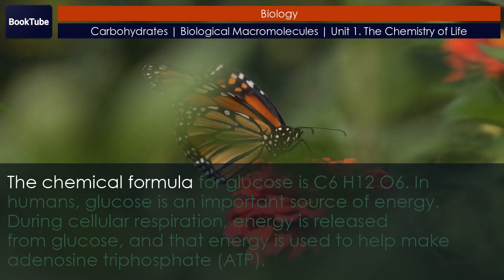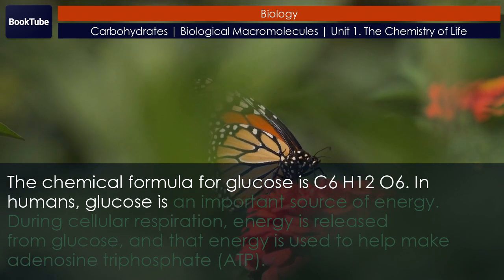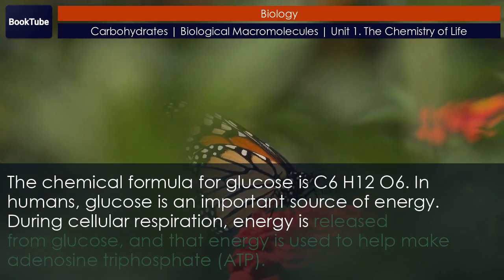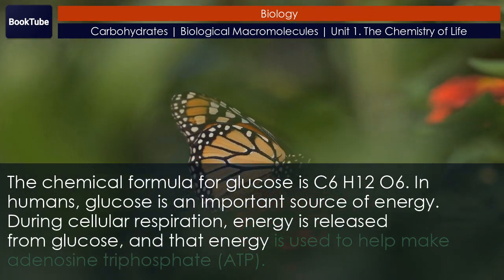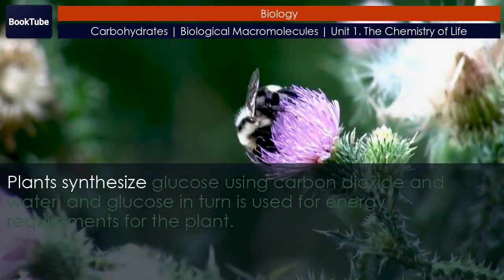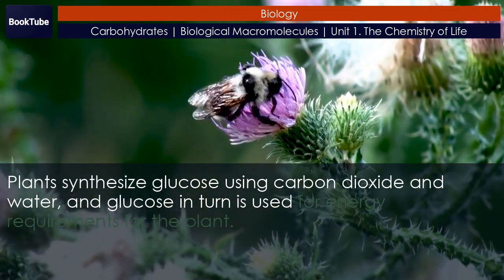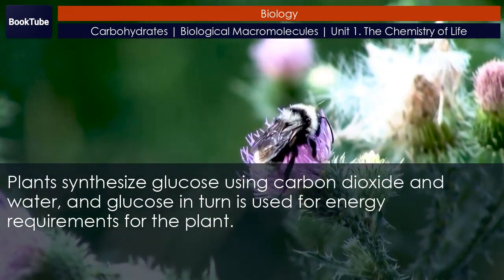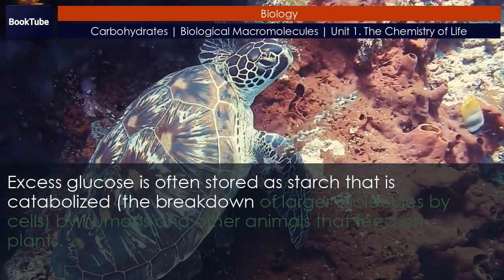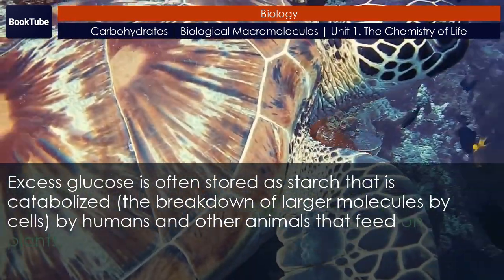The chemical formula for glucose is C6H12O6. In humans, glucose is an important source of energy. During cellular respiration, energy is released from glucose, and that energy is used to help make adenosine triphosphate, ATP. Plants synthesize glucose using carbon dioxide and water, and glucose in turn is used for energy requirements for the plant. Excess glucose is often stored as starch that is catabolized, the breakdown of larger molecules by cells, by humans and other animals that feed on plants.